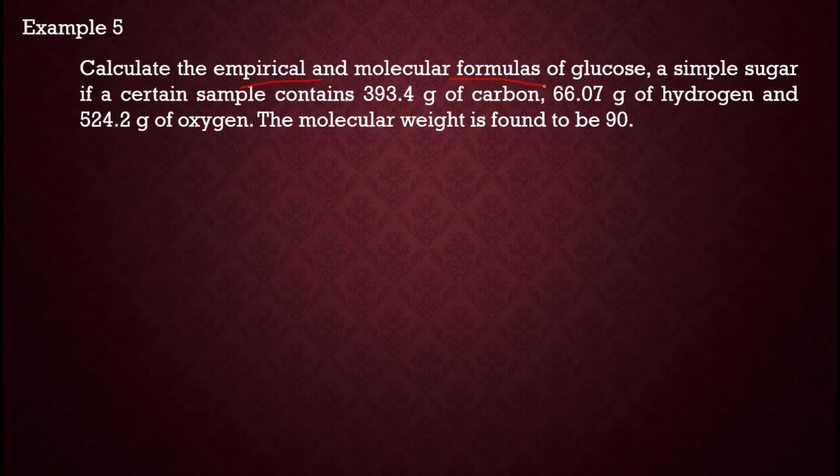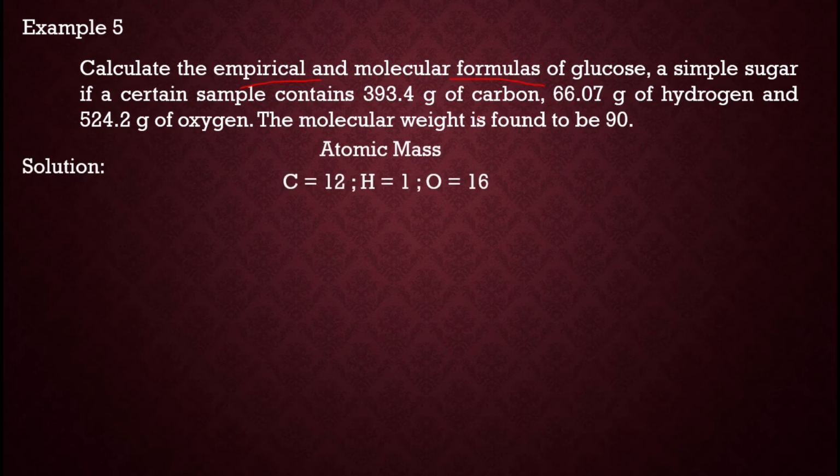a simple sugar. If a certain sample contains 393.4 grams of carbon, 66.07 grams of hydrogen, and 524.2 grams of oxygen, the molecular weight is found to be 90. So we get the atomic mass of carbon, which is 12, hydrogen 1, and oxygen 16. Then we have 393.4 grams of carbon times 1 mole over 12 grams.